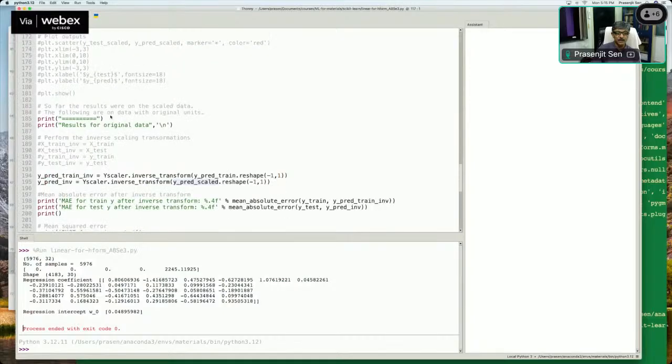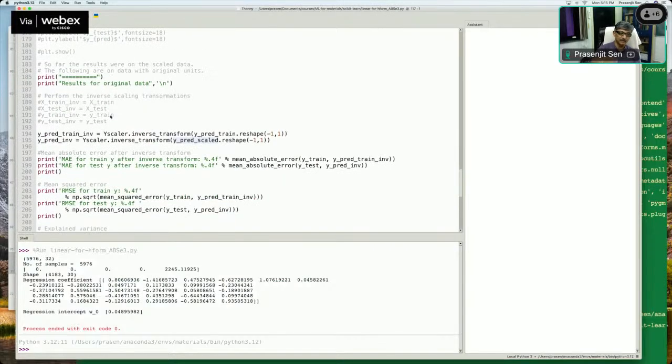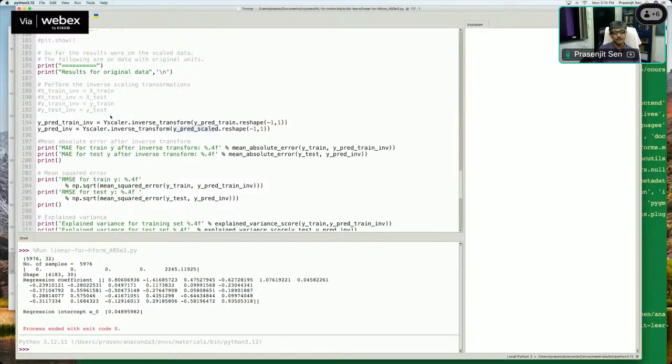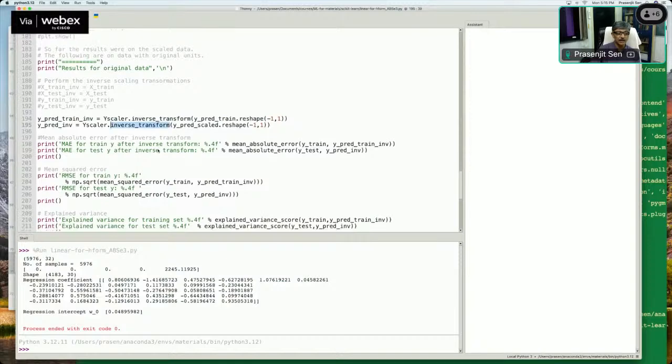Therefore, it is important to transform it back to the original distribution. Just as you can define a data transformation, you can define its inverse transformation. All you have to do is, you had a y scalar, and you just say y scalar inverse transform. Then it will take the scaled data and take it back to the original distribution.